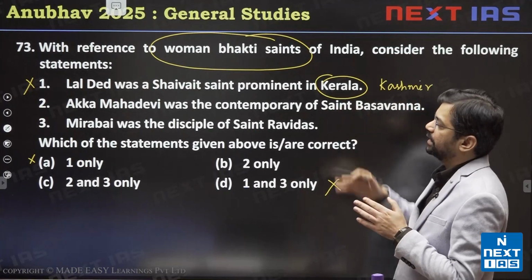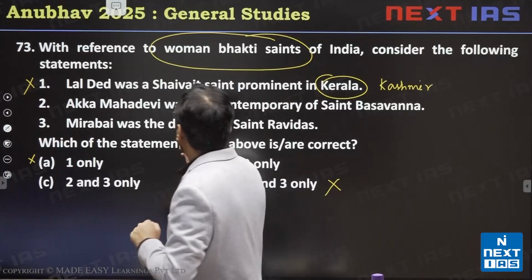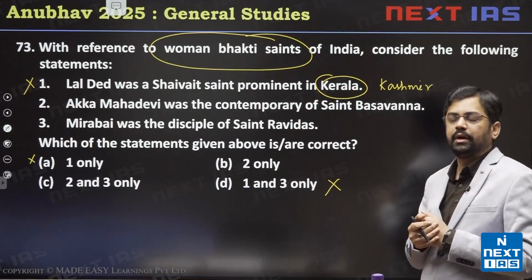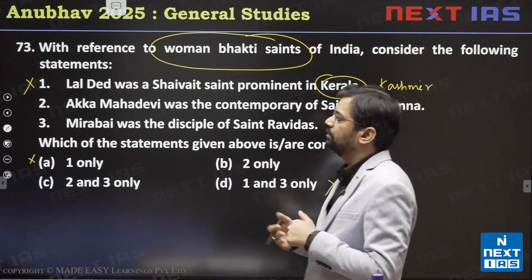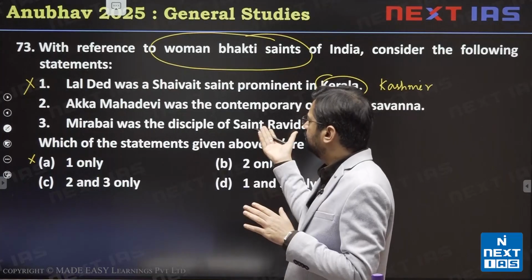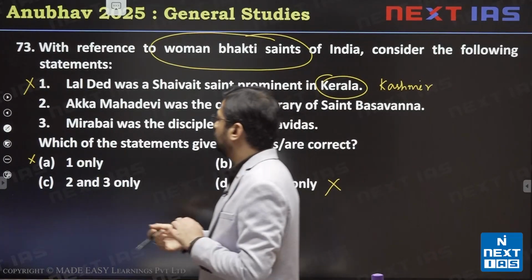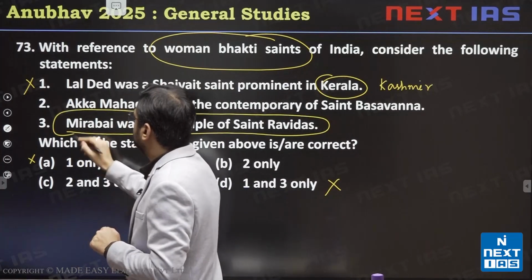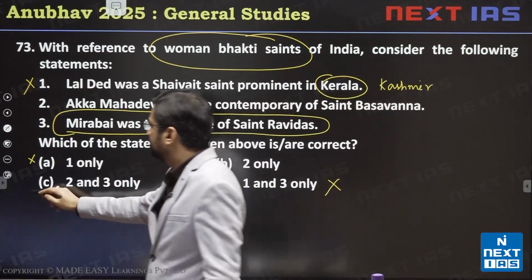So if you leave the second statement and jump to the third statement, Mirabai was a disciple of Saint Ravidas. Mirabai, who was married into a royal Rajputana family, later became the disciple of Saint Ravidas. This statement is known to the majority of people. So you now know that definitely the third statement is going to be the correct one. So if you are eliminating like this, you are definitely going to take the third.